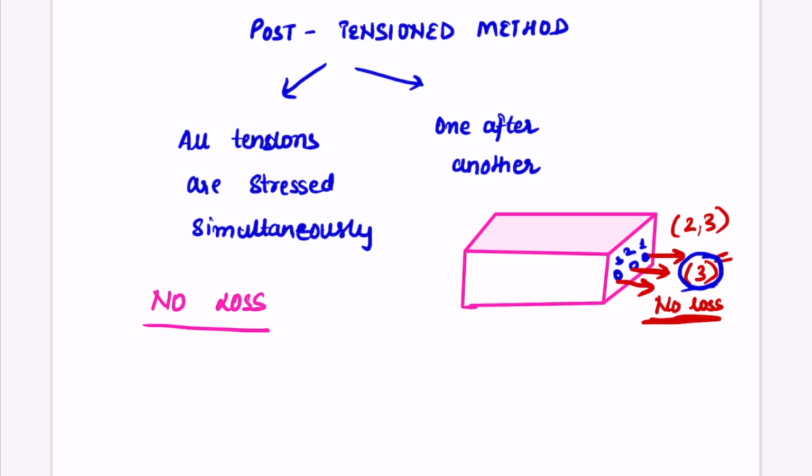Now let's calculate the loss of pre-stress in tendon 2. We know that the formula for loss of pre-stress due to elastic deformation of concrete is modular ratio times fc. What is fc here? fc is the stress in concrete at the level of the tendon. The modular ratio is already given to us and the value is 6. Now let us calculate the value of fc.